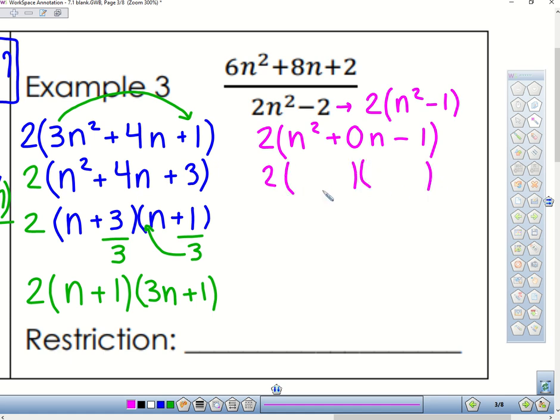So what are 2 factors of negative 1 that add up to 0? What times what? Negative 1 and positive 1 would multiply to give me negative 1, but would add up to 0. So those would be our 2 factors.